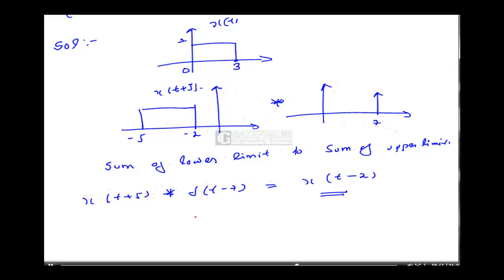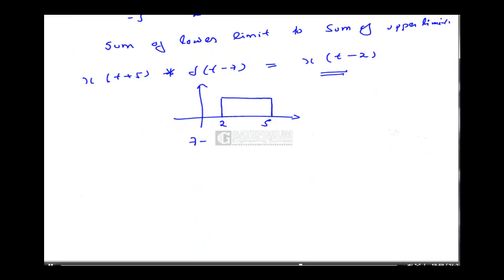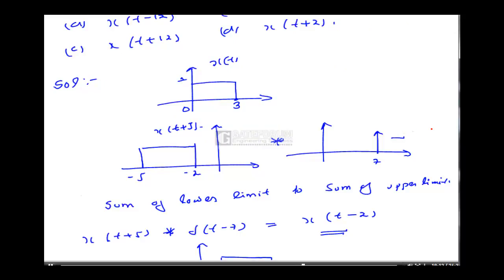Okay. The plot will be from this point to this point, 2 to 5. It is simple addition. 7 and 2. This point has come 7 plus minus 5. This point has come 7 plus minus 2. Sum of the lower limit plus sum of the upper limit. In the delta t function the upper limit and lower limit are the same, and that is equal to 7. So we need to add 7 to both the points.